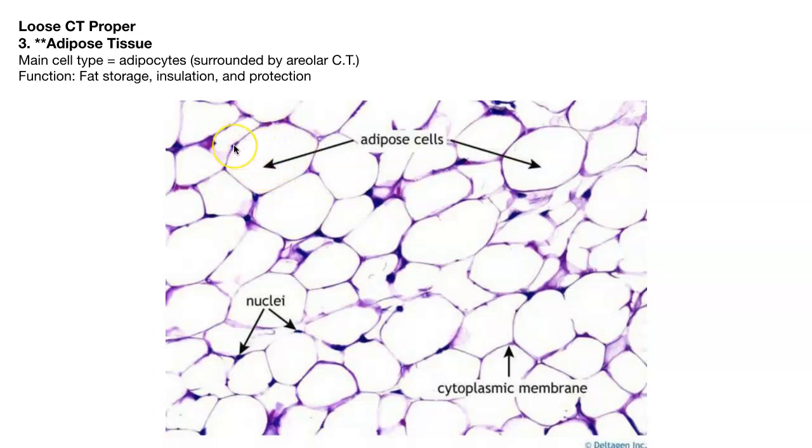Here is the nucleus of this adipocyte. Here's the nucleus of this adipocyte. When the fat fills up the cell, it pushes the nucleus to the periphery. And in between these adipocytes is going to be areolar connective tissue.